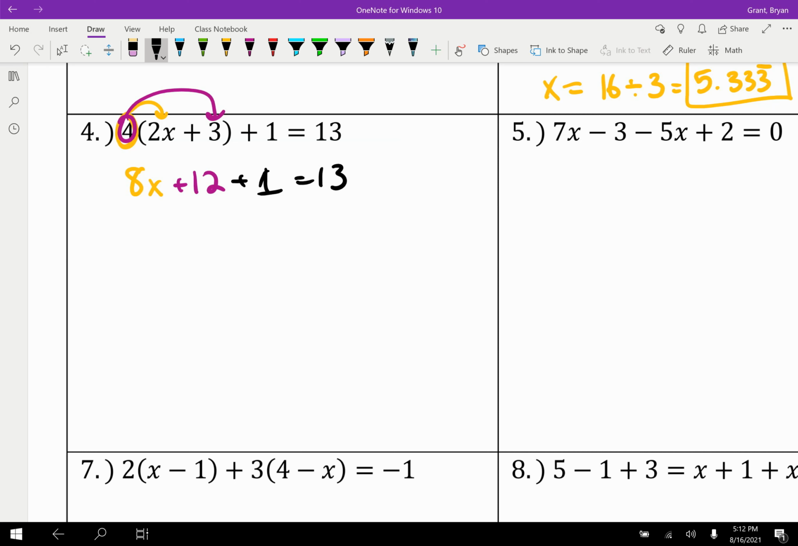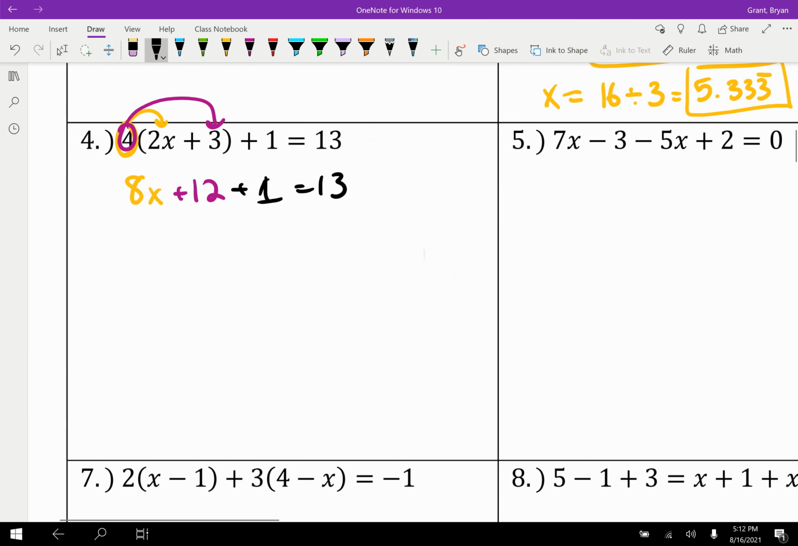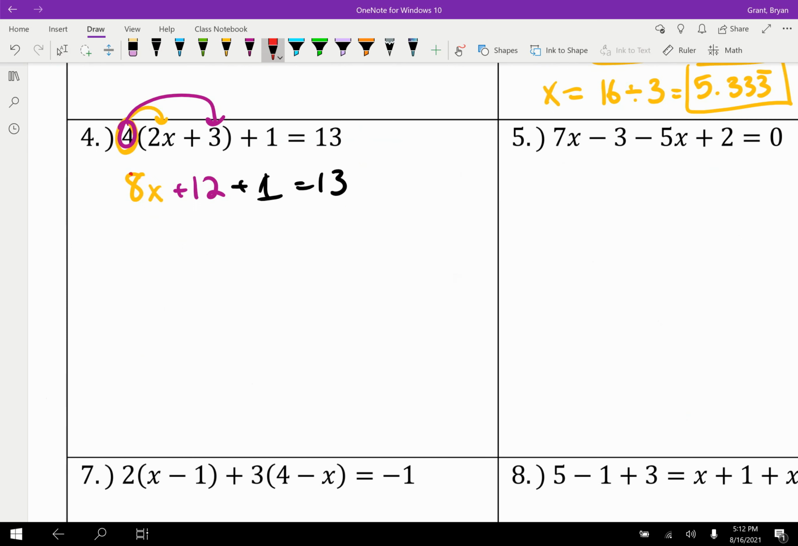So after distributive property, we also need to check for combining like terms, and I think there are some like terms up here. On the right side, there's no like terms, there's just 13. But on the left side, there are some like terms. In particular, I see 12 plus 1 more. So that's going to give us 8x plus 13. And that is equal to whatever is still on the right side, which seems to be 13.